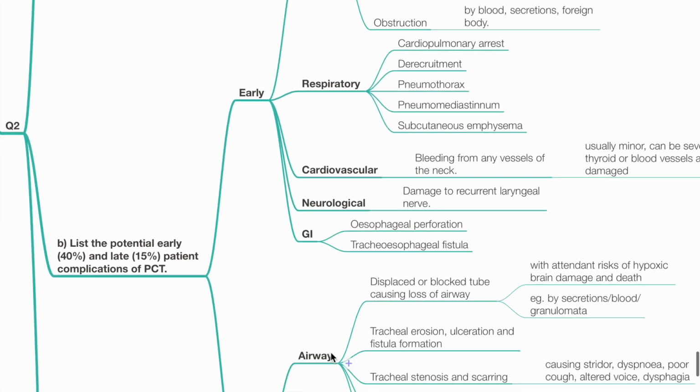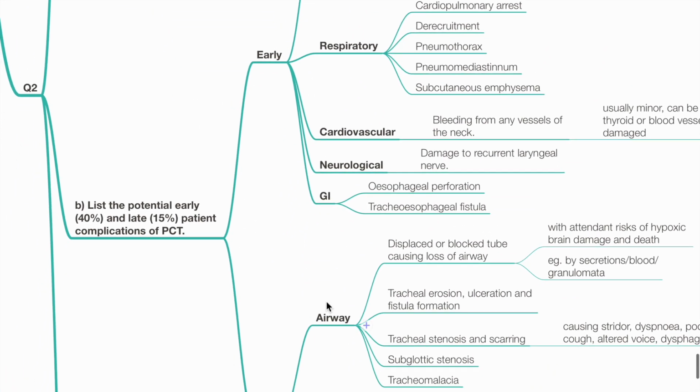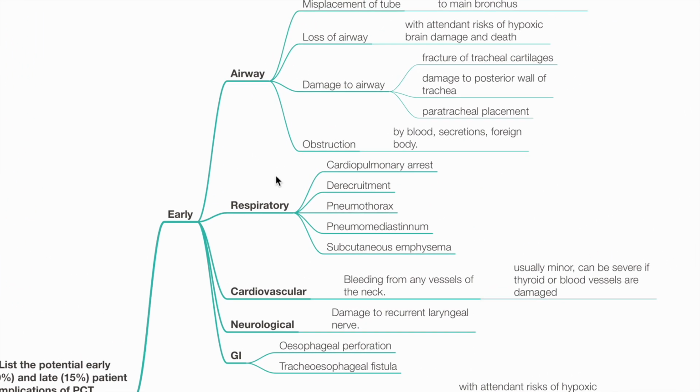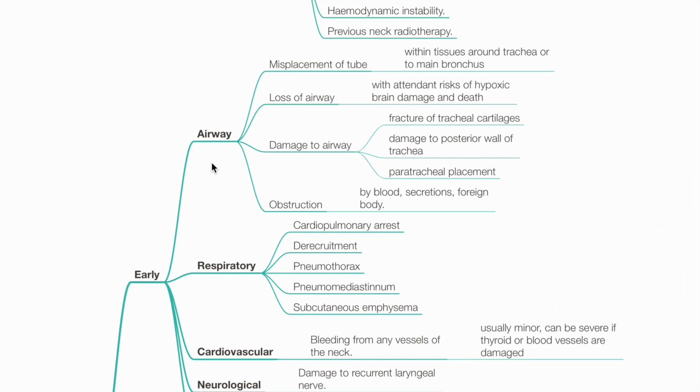List the possible early and late patient complications of percutaneous tracheostomy. Early complications include those related to the airway, such as misplacement of tube, loss of airway, damage to the airway, such as fracture of tracheal rings, damage to posterior wall of the trachea and paratracheal placement, and airway obstruction, for example by blood, secretions, or foreign body.